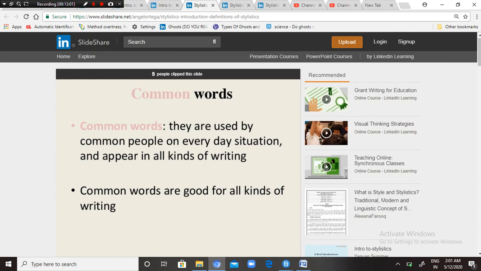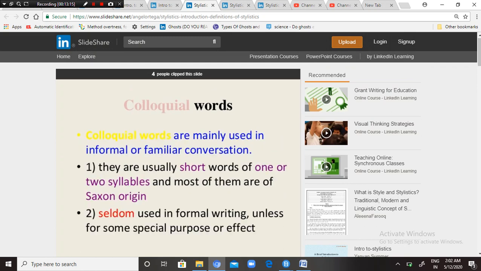Common words are used by the common people in everyday situations and appear in all kinds of writing. Common words are good for all kinds of writing. Colloquial words are mainly used in informal or familiar conversation. They are usually shorter words of one and two syllables, and most of them are seldom used in formal writing, except for some special purposes or effects.